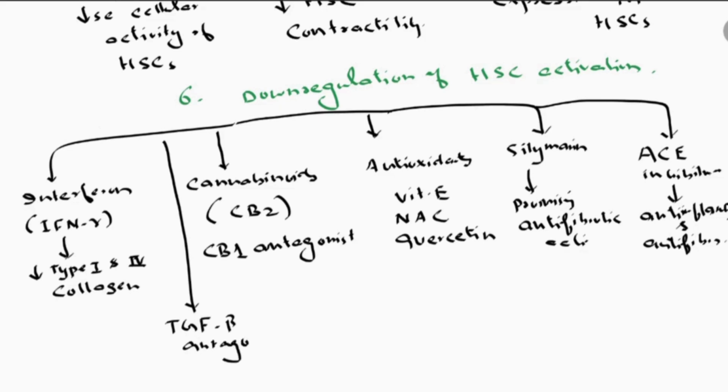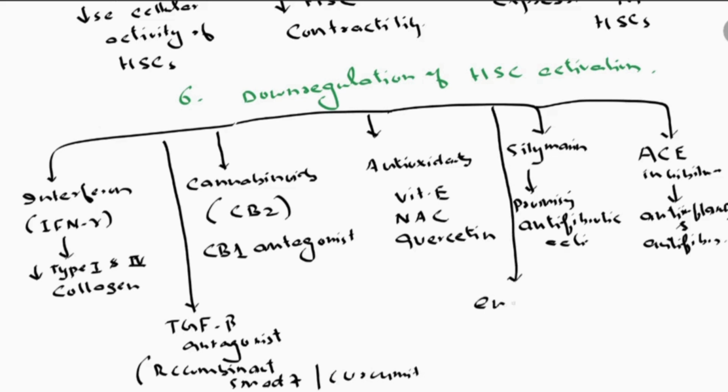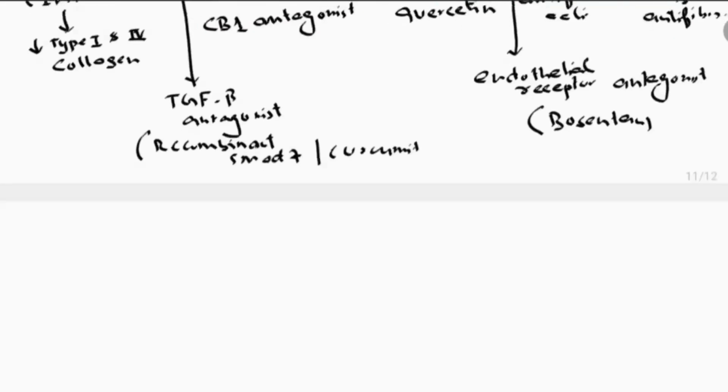TGF beta antagonists, like we have recombinant SMAD7 and curcumin. These are TGF beta antagonists. They are also anti-inflammatory and antifibrogenic. And endothelin receptor antagonists like bosentan also have a role in downregulating TGF beta activity.